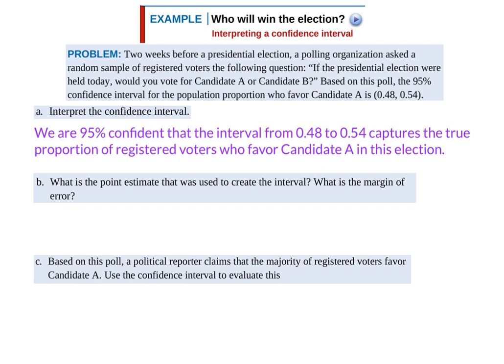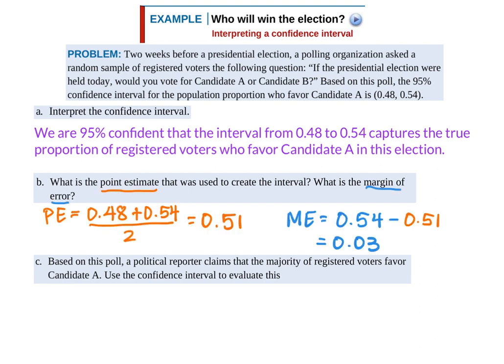Second up, what is the point estimate that was used to create the interval? And what is the margin of error? For the point estimate, I've labeled that PE. I add together the 0.48 and the 0.54 and divide that by 2, and that gives me a point estimate of 0.51 or 51%. And then for our margin of error, you can take the highest value here, 0.54 or 54%, and subtract the point estimate, 0.51, and you get a margin of error of 0.03 or 3%.